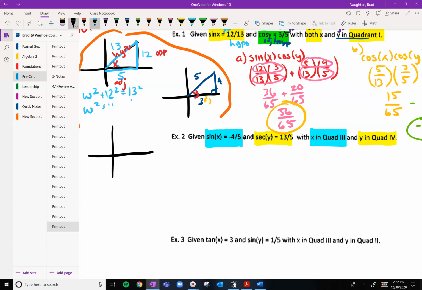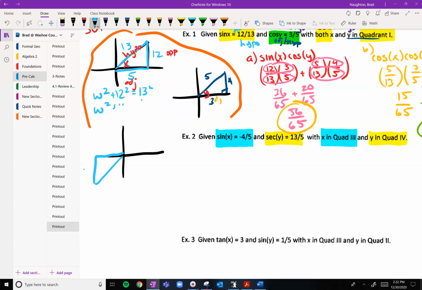So this is for x. So we know it's in quadrant 3, so it's down here. And so it's going to be negative 4 over 5 because it's opposite over hypo. So that means this would have to be 3 to make this work. Now it's going in the negative direction, so I'm going to make that a negative 3. Okay, so this is obviously for my x, so I'll put my x right there. And then we'll do our y.